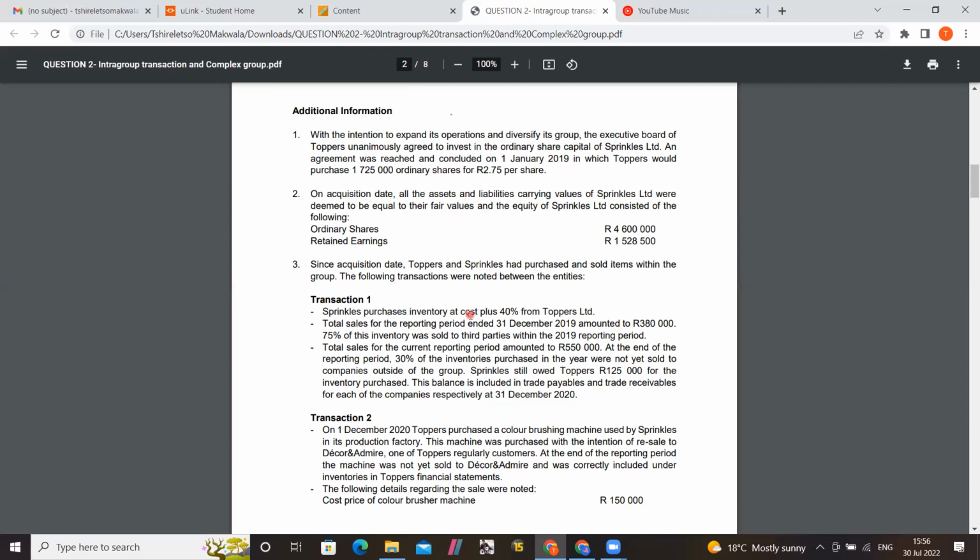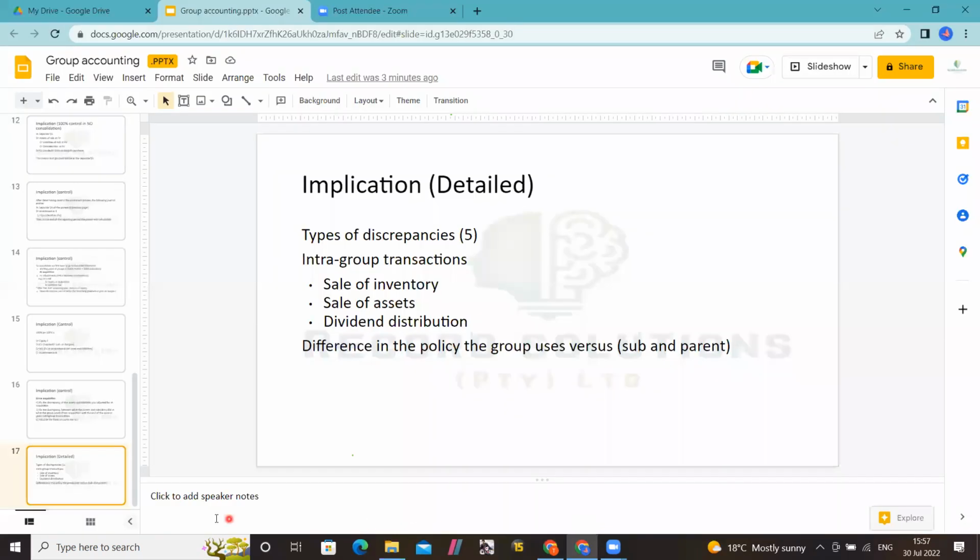So let's firstly start and discuss what happens to these intra-group transactions before we continue with the workday. With intra-group transactions, the first thing is if there's a sale of inventory, firstly, the parent must eliminate the sale, because you can't sell to yourself. So you must eliminate the balance of revenue relating to that. And number two, the parent must also eliminate the unrealized profit. I will teach you how to calculate the unrealized profit.